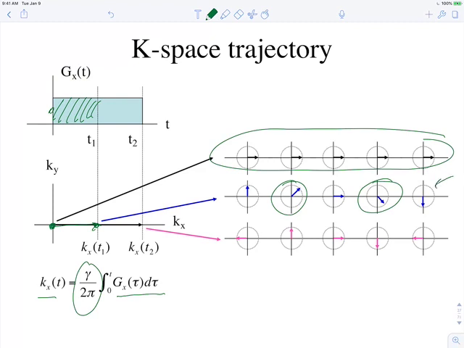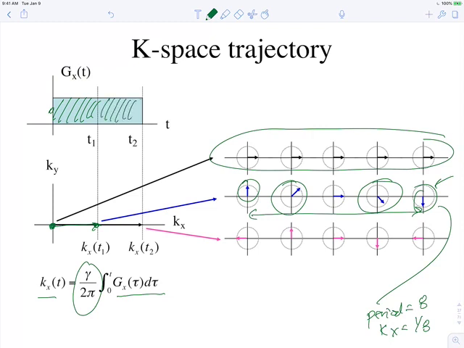You can see the period of this: from here to here is 4, so half a period is 4 and the period is 8. So we'd say that's kx equal to 1 over 8. This is pointing up, this is pointing down, so we'd have to go another 4 to make it point up again. Now I just leave the gradient on and accumulate more area, so I go out twice as far in k-space. Now the period here is 4, so I'm at kx equals 1/4. So I've gone from kx equals 0 to 1/8 to 1/4. I've just moved out in k-space.